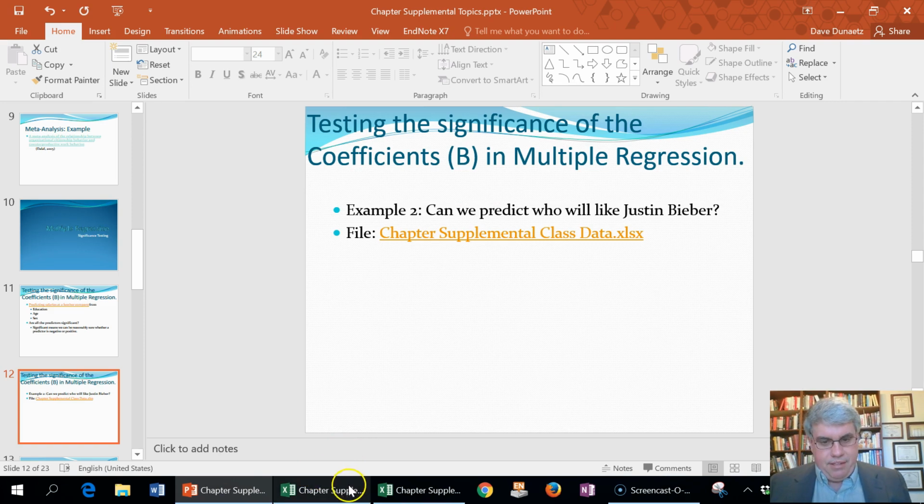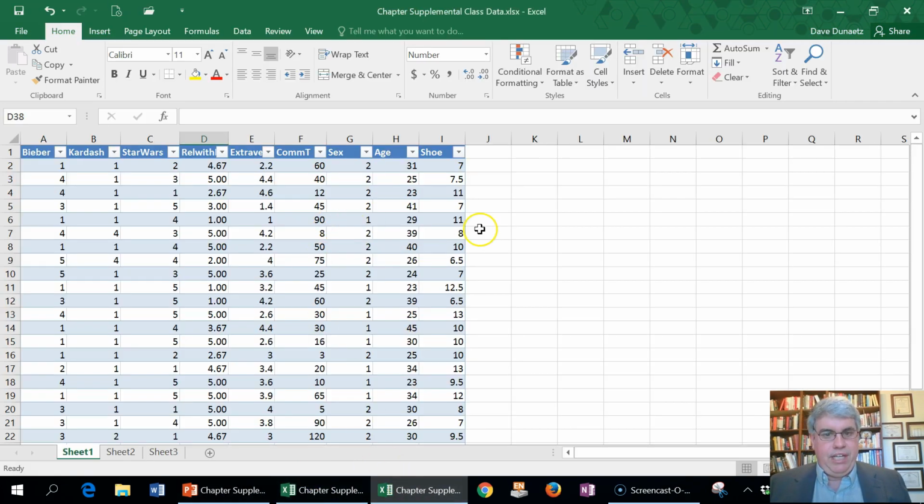So let's get the course data that we're using here. Here I have some course data, and I've asked people how much they like Justin Bieber, 1 is not at all, 5 is very much, how much they like the Kardashians, how much they like Star Wars, quality of relationship with their boss, a few other things. But we're interested in their sex, their age, and their shoe size.